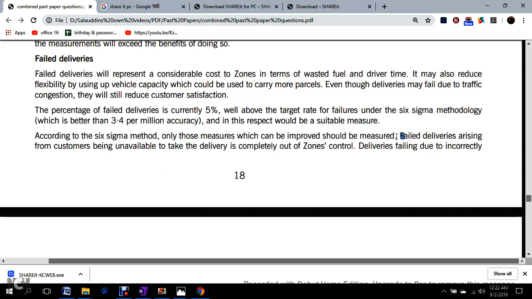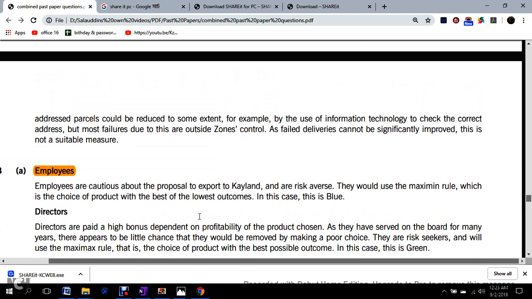There are some measures which we cannot improve, we shouldn't measure them. Failed deliveries arising from customers being unavailable to take delivery is completely out of Jones' control. Customers are not available, this is not our fault. We cannot improve it. But deliveries failing due to incorrectly addressed parcels could be reduced to some extent.